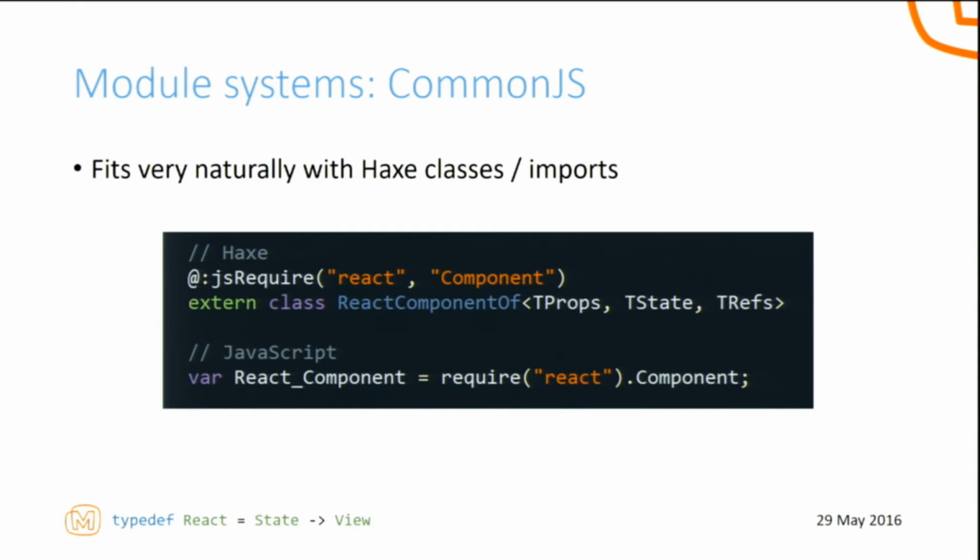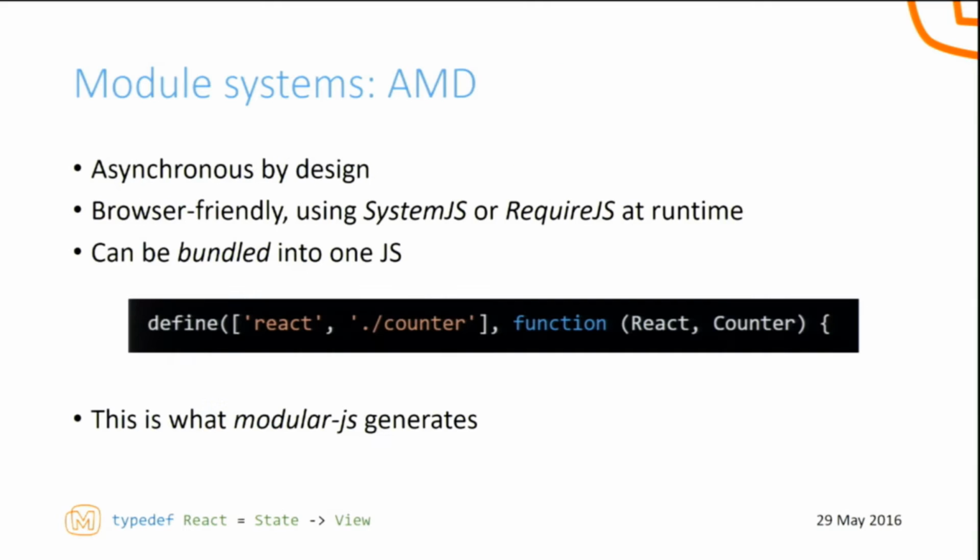So it's quite a natural fit for Haxe. You make an extern class, then you annotate it with @:jsRequire, and here you go, you have the module. You have written the JavaScript equivalent of require. That works perfectly fine, no issues. Good job. The other module system is AMD, and as you can see, AMD is asynchronous.